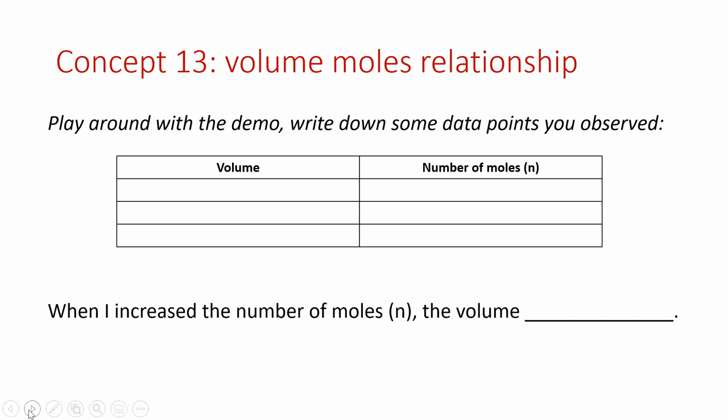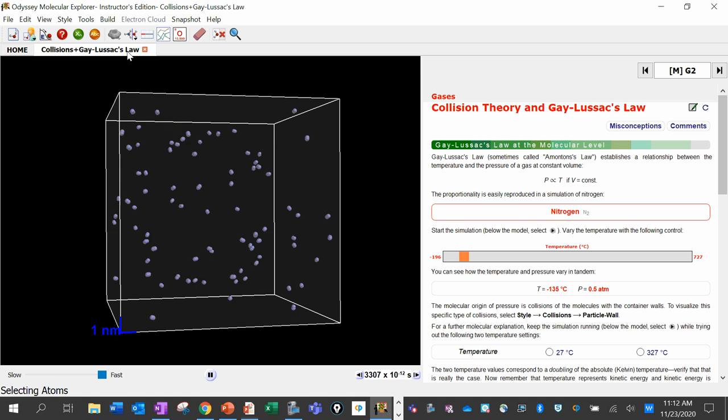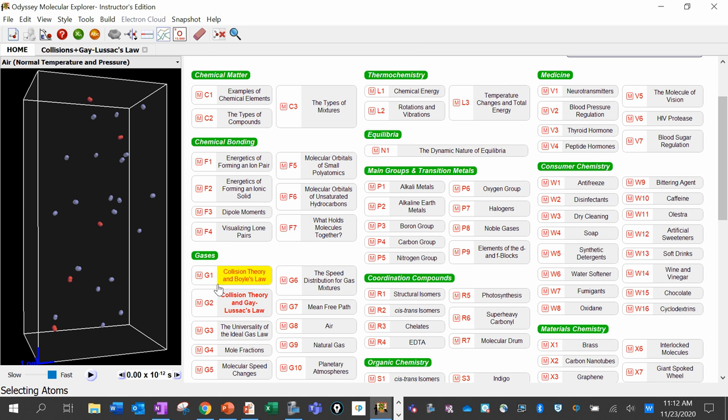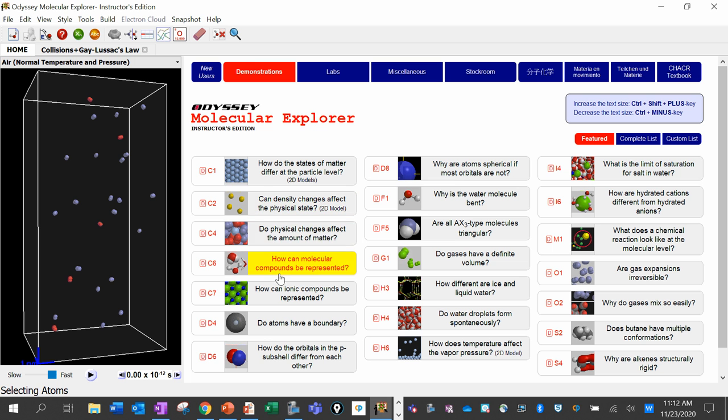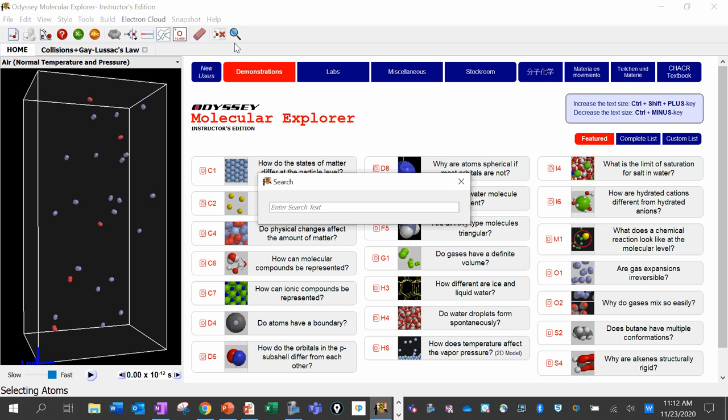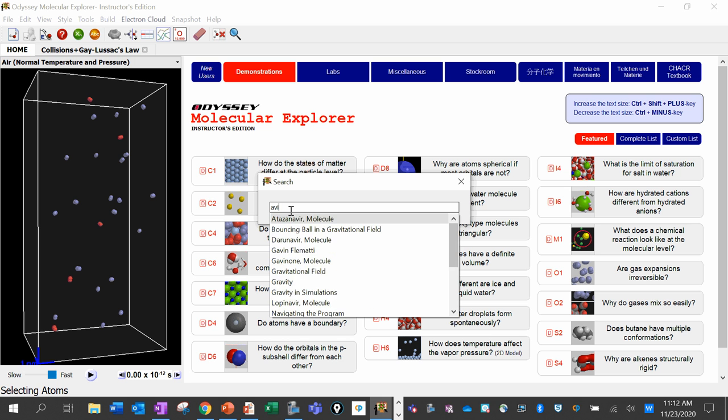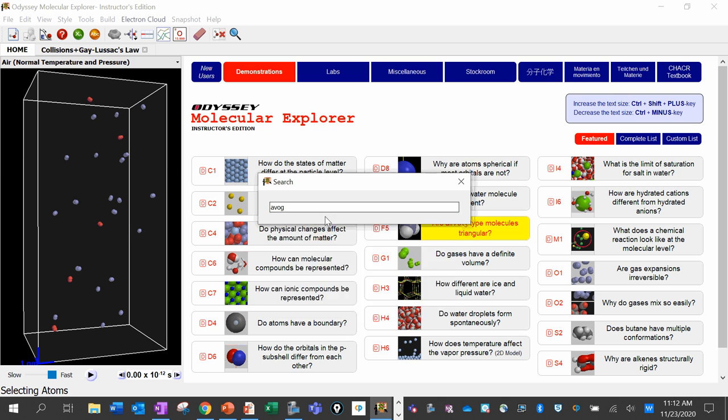All right, and the last one, the volume moles relationship. This is the Avogadro's one. If you can't find it, let me show you how you can find it here because it's not in this menu. You have to go to a different menu here under demonstrations, I think. But what I did is I just searched it, because I couldn't find it in this version. Avogadro's Law. There you go. So there's a little search button, which is cool. Good to be aware of.